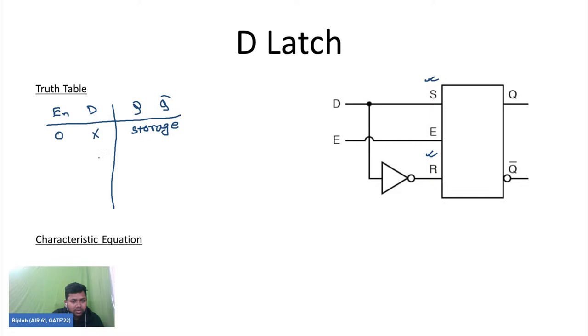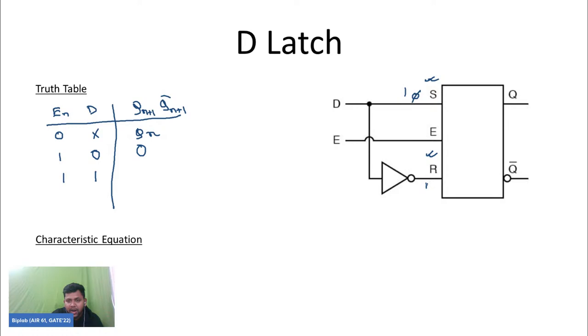This is the output Qn+1. It will be Qn. Okay, Qn. When enable is equal to 1 and D is 0, that means S is 0, and D is 0 means R is 1. Okay, R is 1. So when you have input 0, 1 in the SR latch, the output will be 0. Okay, and when you have D as 1, at that time S will be 1, but R will become 0, which will make the output 1.